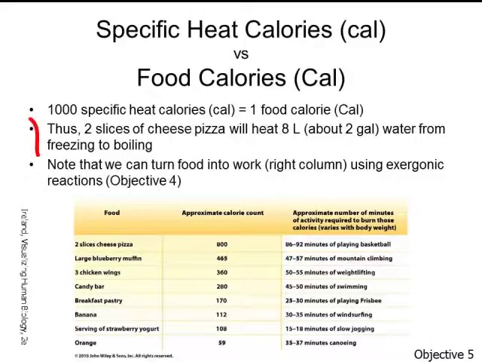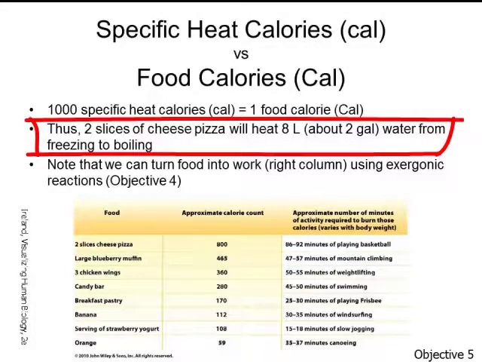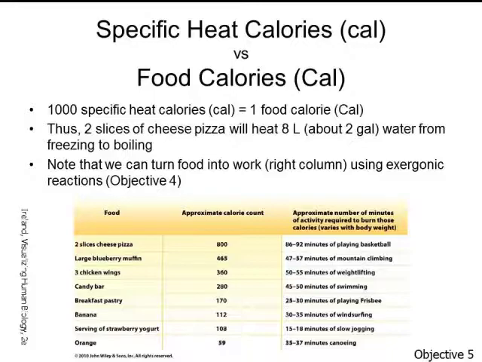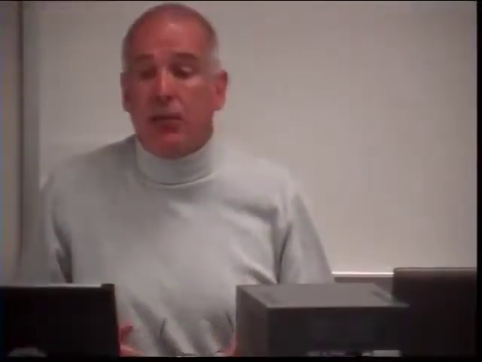It says in the slide here that 2 slices of cheese pizza, or 800 food calories, 800 big C calories, will heat about 8 liters of water, which is about 2 gallons of water, from freezing to boiling. And the question is, how do I come up with stuff like that? What was I thinking when I came up with that? What was the idea behind presenting that?